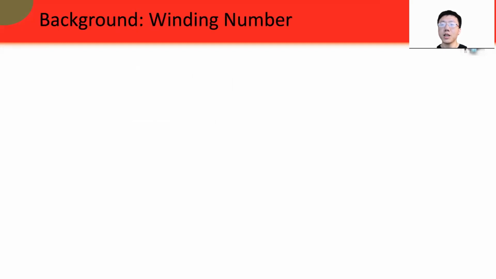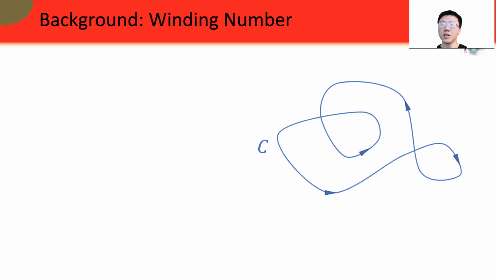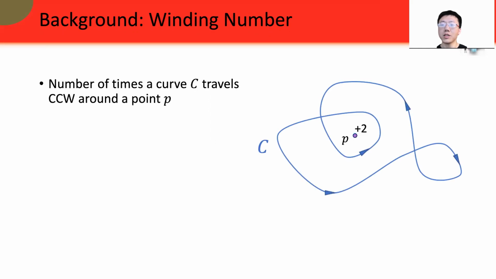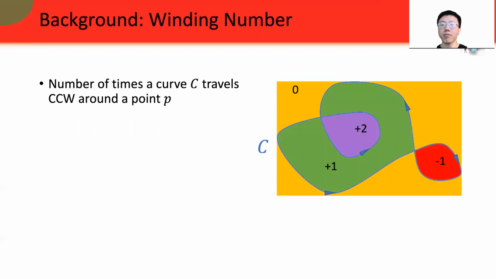Our energy utilizes the concept of winding number, which I'll briefly introduce here. Consider a closed oriented curve in the plane. The winding number at a point is the number of times the curve travels counterclockwise around that point. Depending on the location of the point, the winding number can be an integer that may be either positive, 0, or negative. For each region partitioned by the curve, all the points in the region have the same winding number.